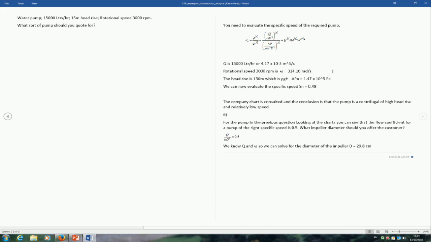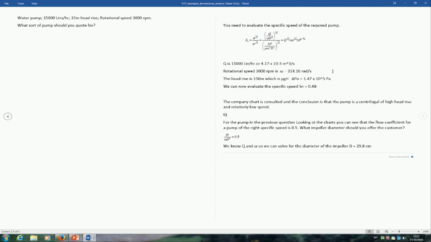Radians per second is always approximately one order of magnitude smaller than RPM. So if you're wanting to check when you've evaluated a radians per second, check that it's about 1/10 of the RPM. If it is, you're okay. If you've done it otherwise, then you need to change it. The head rise should be 15 metres. Apologies for the 150.